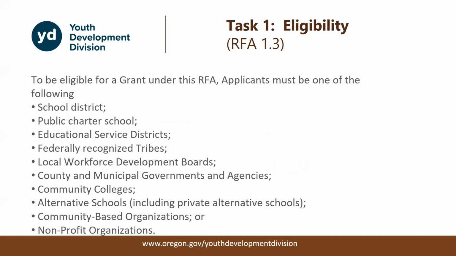To be eligible for a grant under this RFA, applicants must be one of the entities which are listed on the slide in front of you. If you are not one of these entities, you'll notice in the RFA that there is an appeal process. And so you'll want to read that part of the RFA very carefully and follow those deadlines.